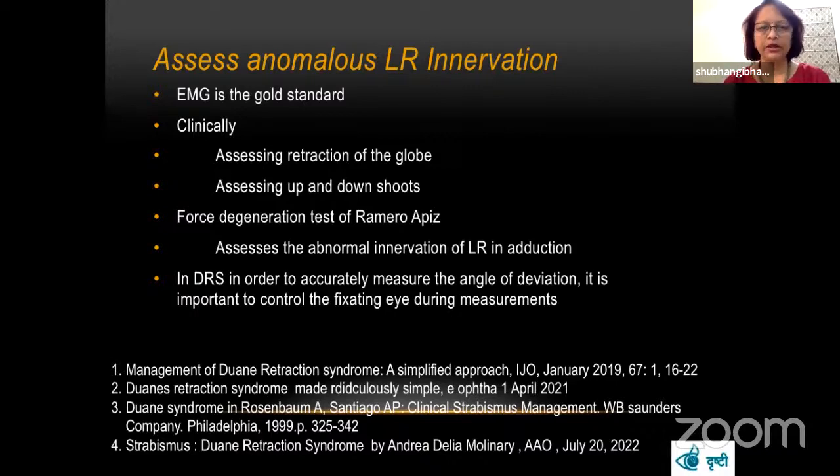Another tip is that in Duane's retraction syndrome, in order to accurately measure the angle of deviation, it is important to control the fixating eye during measurements. Otherwise, we get a secondary deviation, which is more than the primary.